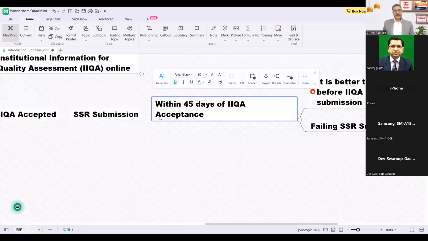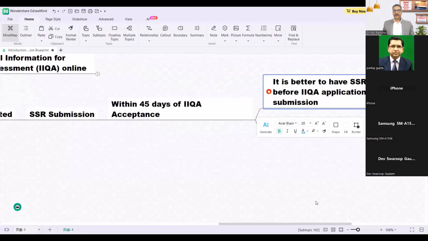So we have to take care once this IIQA has been submitted. The rule of thumb is that we must have the self-study report ready in hand before the IIQA application submission. Because once it is submitted, within 10 days IIQA would be accepted, mostly, in general, if there is no significant problem.